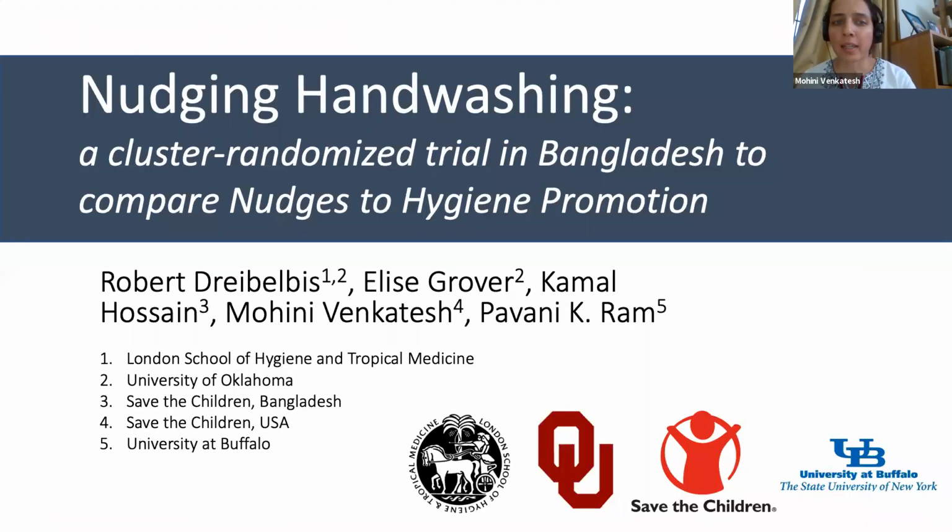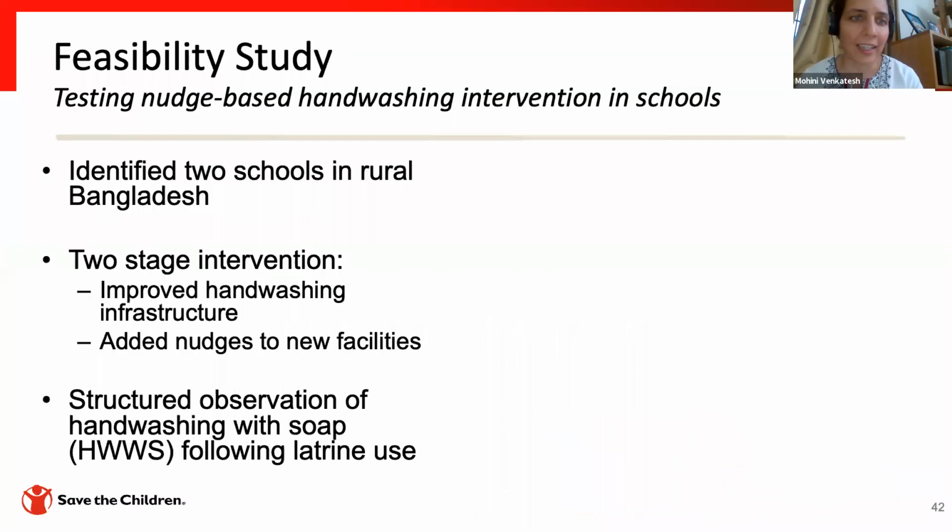So one of the first research studies on nudges in the wash sector, and this is a nutrition sensitive intervention, so it is very relevant, I think, to this audience, was this cluster randomized trial that was done in Bangladesh, which compared nudges to a high-intensity hygiene promotion intervention. It was done in collaboration with the researchers at the London School of Hygiene and Tropical Medicine and the University of Oklahoma and the University of Buffalo, along with Save the Children. And before we embarked on this research study, we implemented a feasibility study to see the potential for nudges. Next slide.